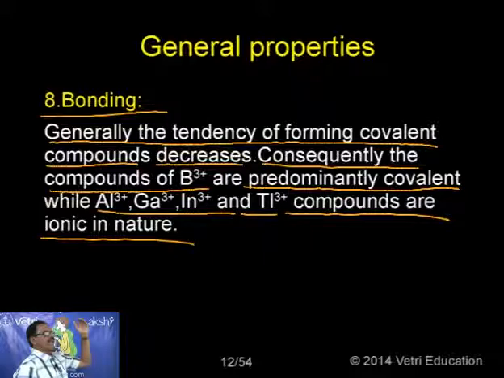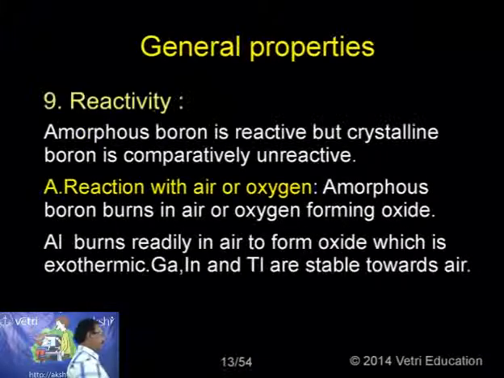So the covalent character decreases when you move down the group, whereas ionic character increases. This is the comparison I want to give, the interesting information regarding bonding.